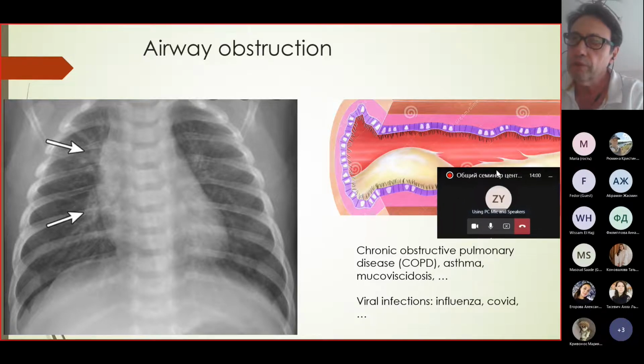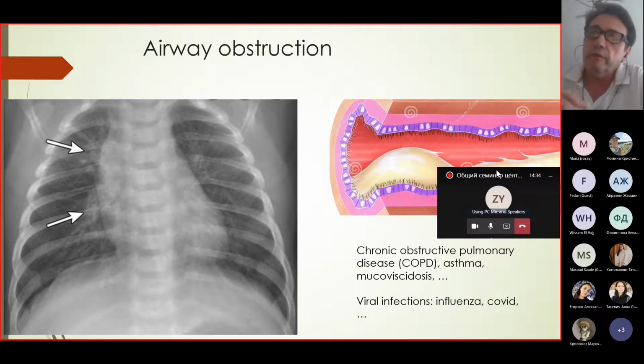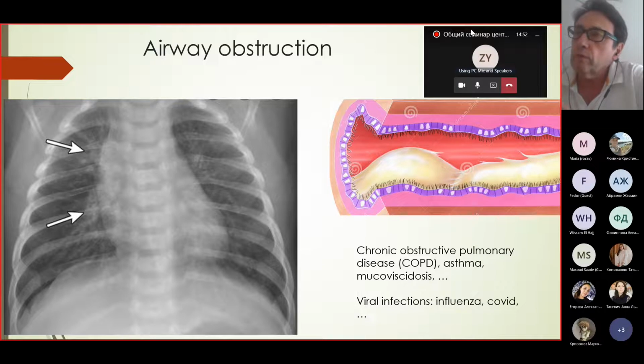Such phenomena occur for many different airway diseases, and one of the most common is called chronic obstructive pulmonary disease, COPD, but also for asthma. Another very serious genetic disease is mucoviscidosis, but also different viral infections like influenza, and of course COVID. We know that many people had very severe lung damage with different possible consequences, and one of them is airway obstruction and difficulties of respiration.